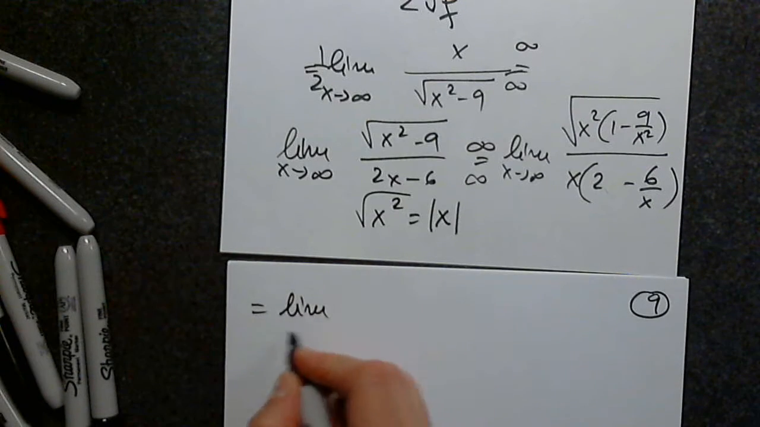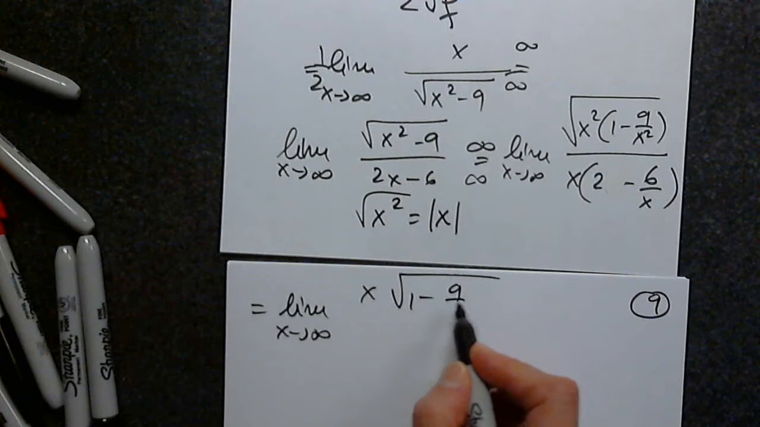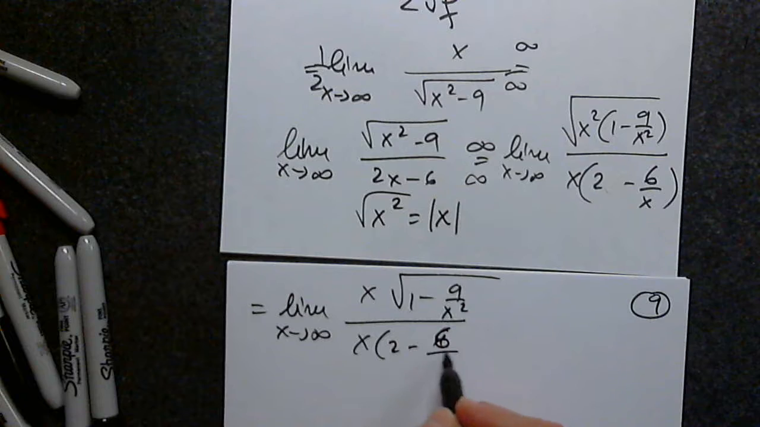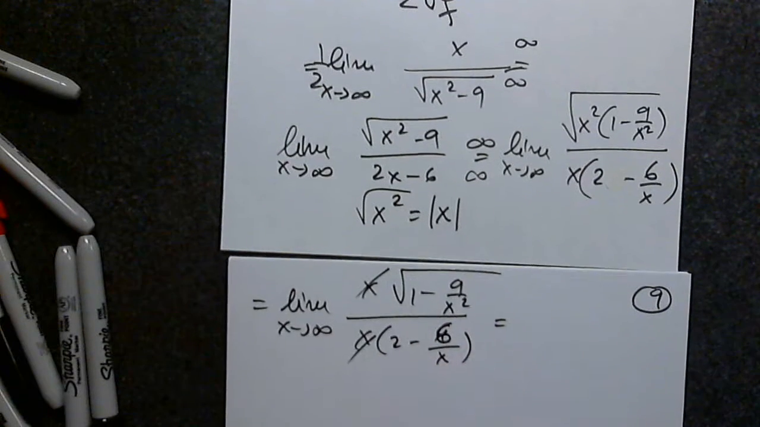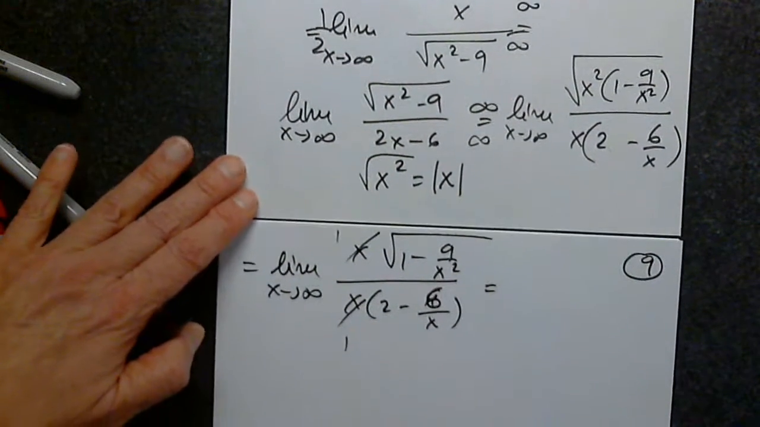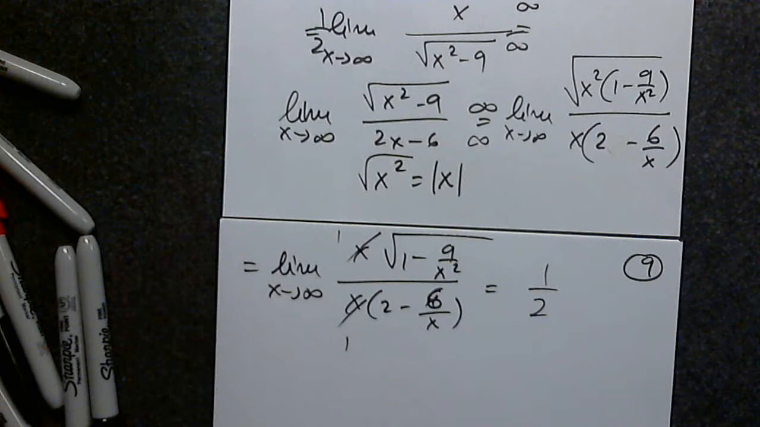So this is the limit as x approaches infinity of x times the square root of 1 minus 9 over x squared, over x times 2 minus 6 over x. And these two go away. I have 1 and 1, and this is so much more convenient. The numerator approaches 1, the denominator approaches 2, and that's the end of it. With L'Hopital's rule, I don't even know if I can get there, because I stopped after the first step when I saw what was happening.